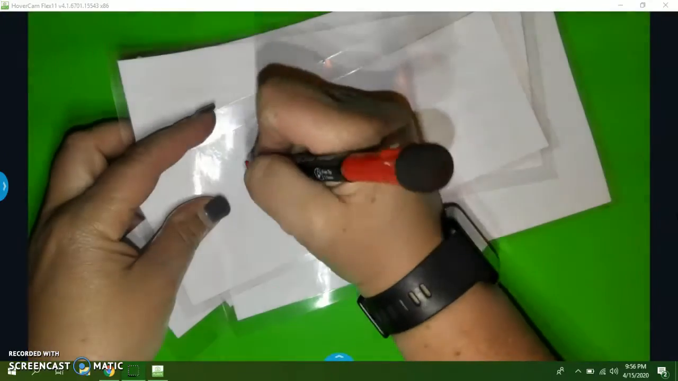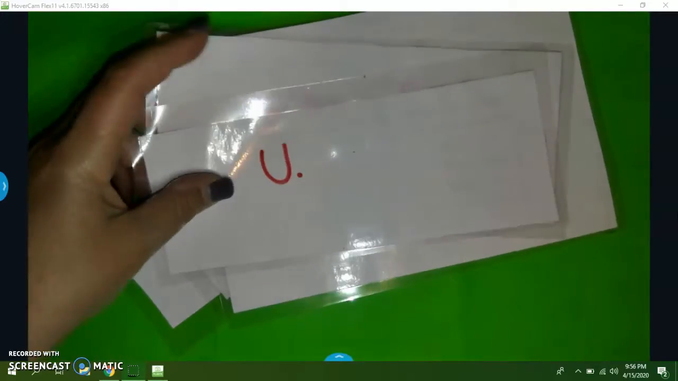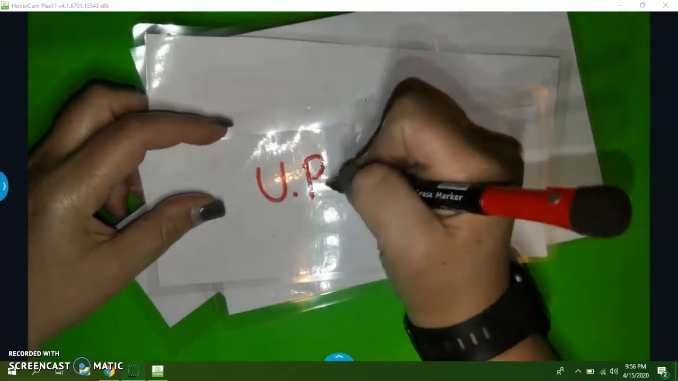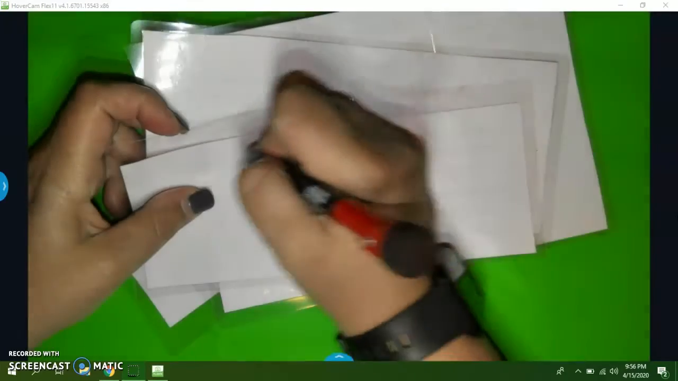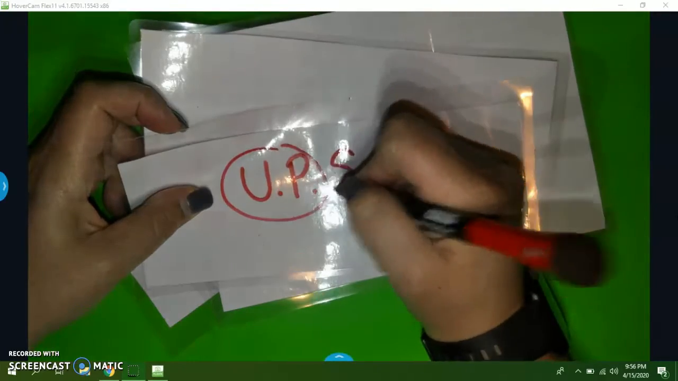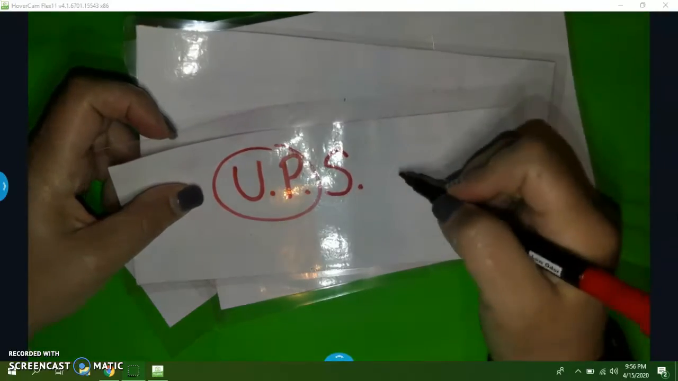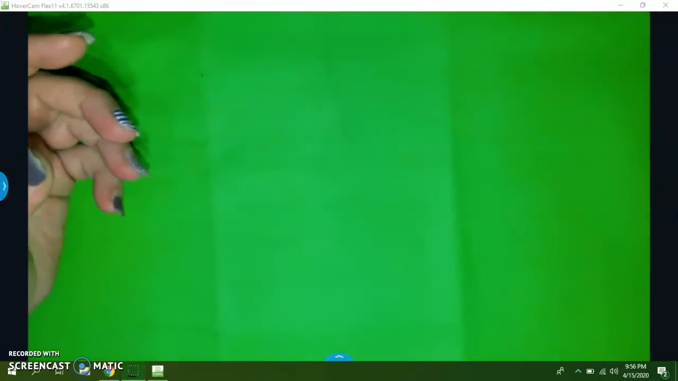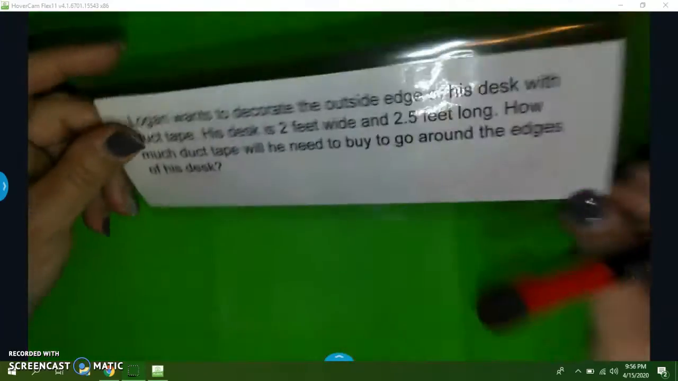So just to recall, we're going to understand by underlining important information that they give us. We're going to plan it out with a picture of some sort, and then we're going to be able to use these two steps to know how to solve. And then, of course, finally, we'll check our work. So, we're going to jump right into this.